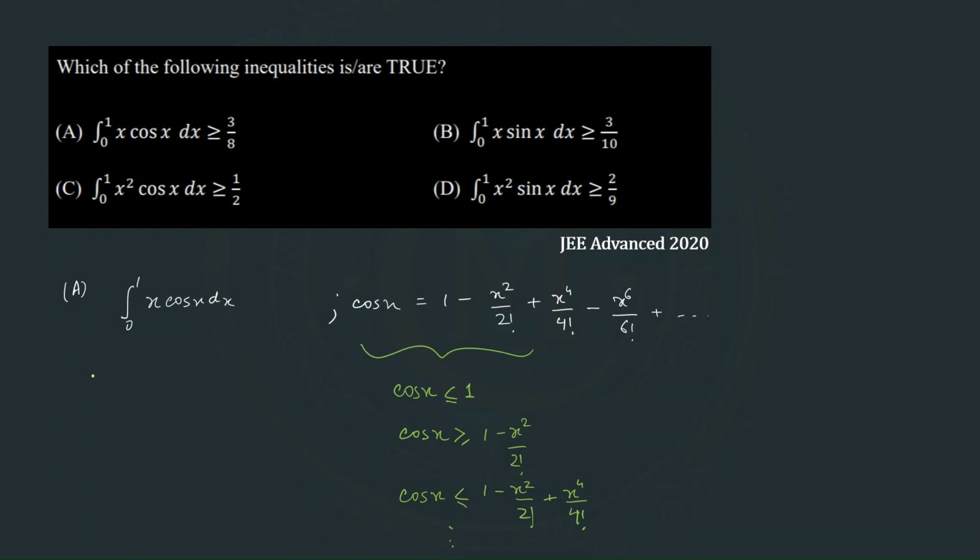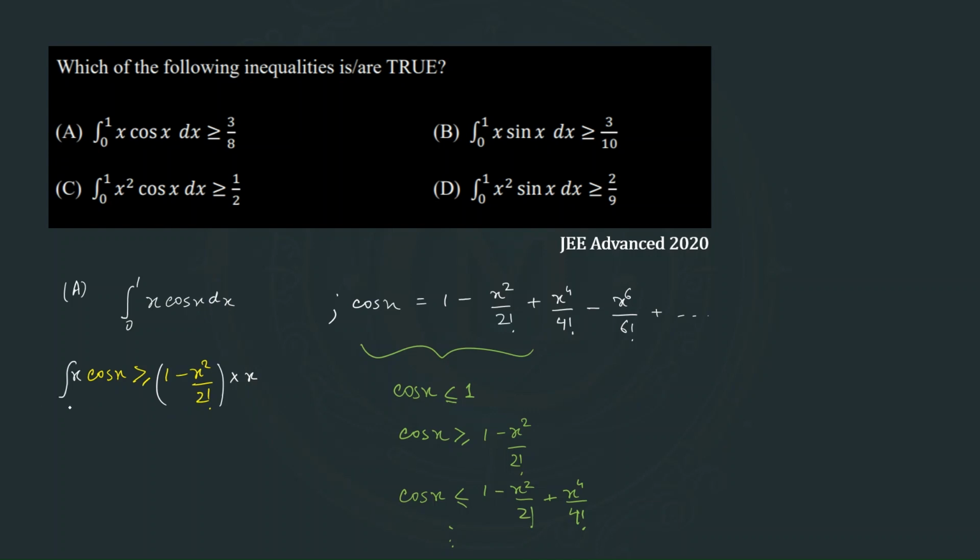So we can say that cos x is greater than or equal to 1 minus x square by 2 factorial. Why are we choosing this case? Because option A needs us to compare whether this integral is greater than or equal to 3 by 8 or not. So we choose this case. If we multiply both sides by x, then x cos x should be greater than or equal to this times x, and the inequality sign will remain unchanged because x lies between 0 and 1. So x is definitely positive or can be equal to 0.